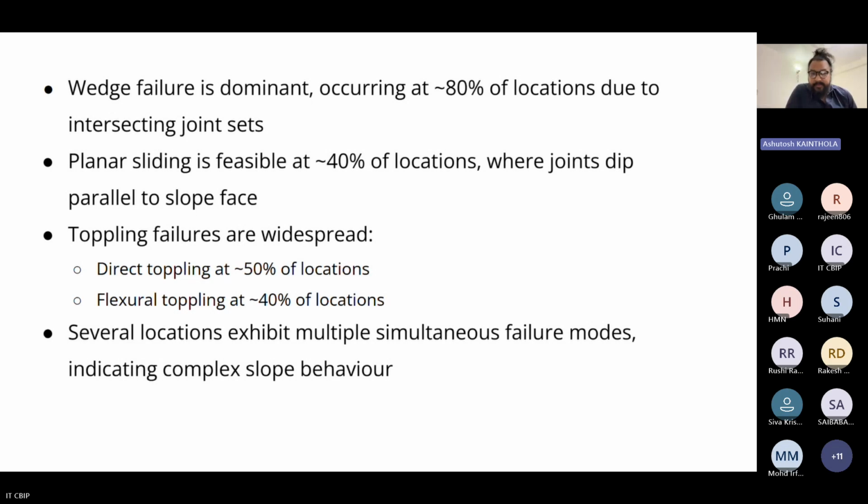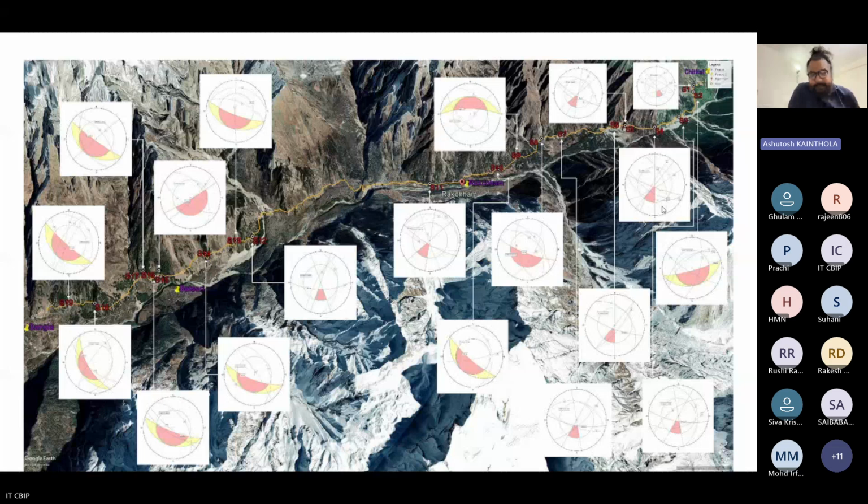There were instances of planar sliding too, however, they were comparatively low. And there were also signatures of toppling failure. Toppling failures are the biggest precursors of rockfalls, because for a toppling failure to exist, you need to have a really steep slope. If it is not steep, then the failure mechanism would change and it won't be a typical rockfall event. Next slide, please. So these are the kinematic plots.